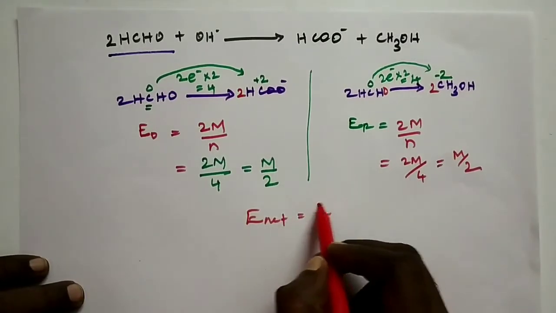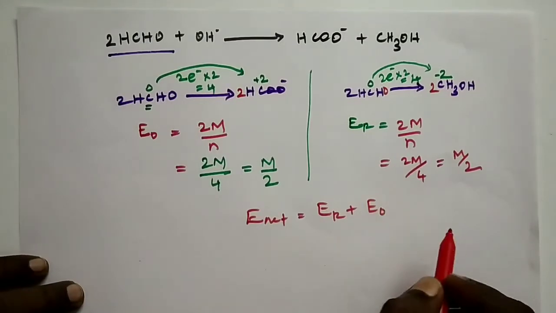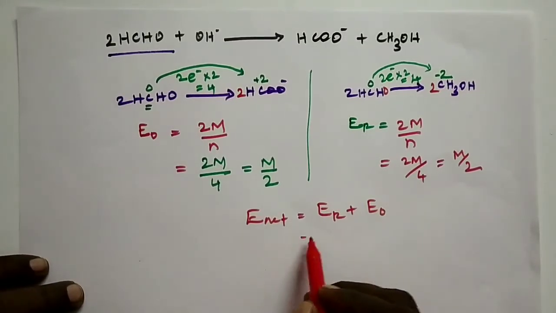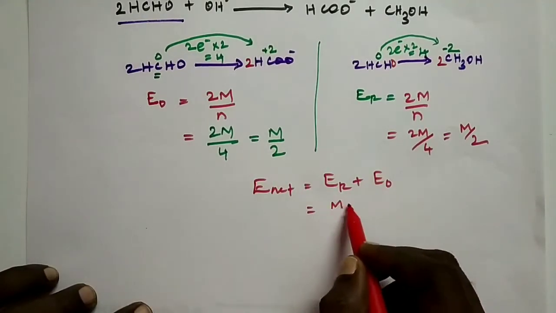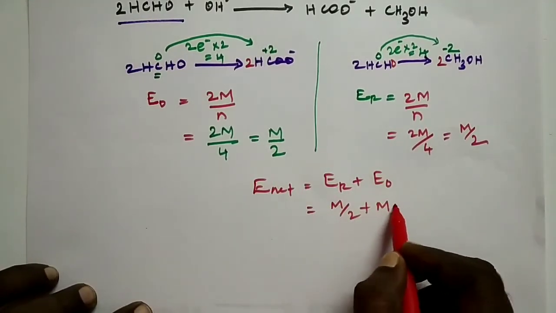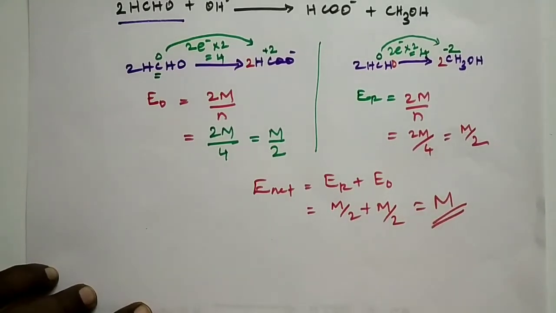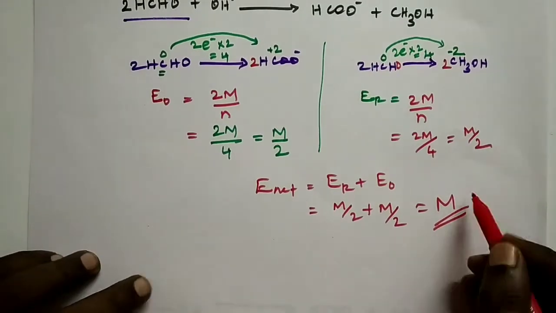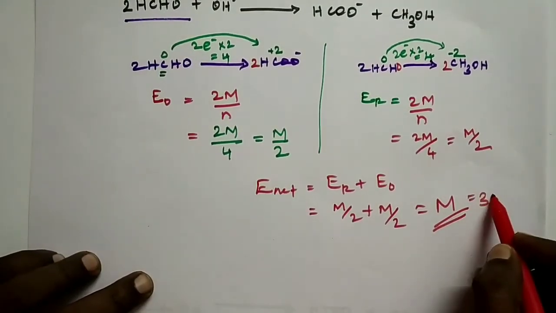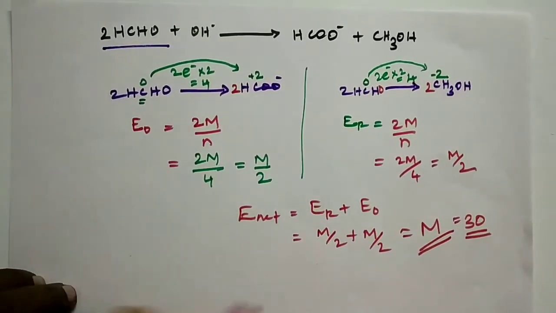So E net is equal to E reduction plus E oxidation. That means M by 2 plus M by 2, which is equal to M. The equivalent mass of formaldehyde is its own molecular mass. This is equal to 30. Okay, 30 is the equivalent mass of formaldehyde in this reaction.